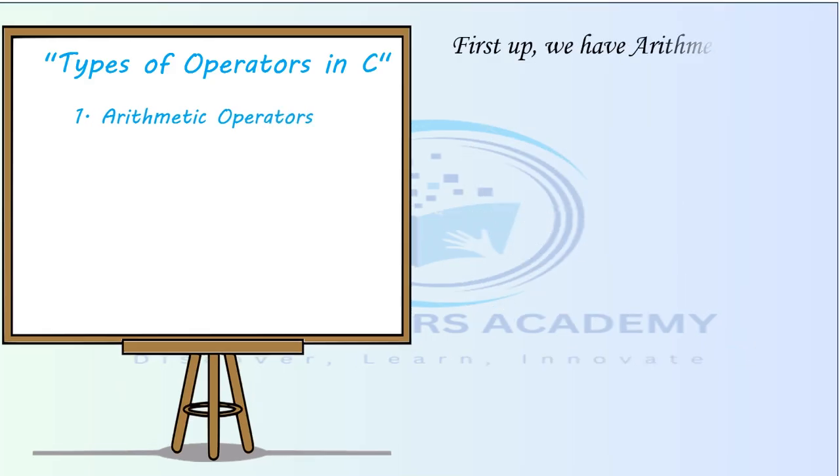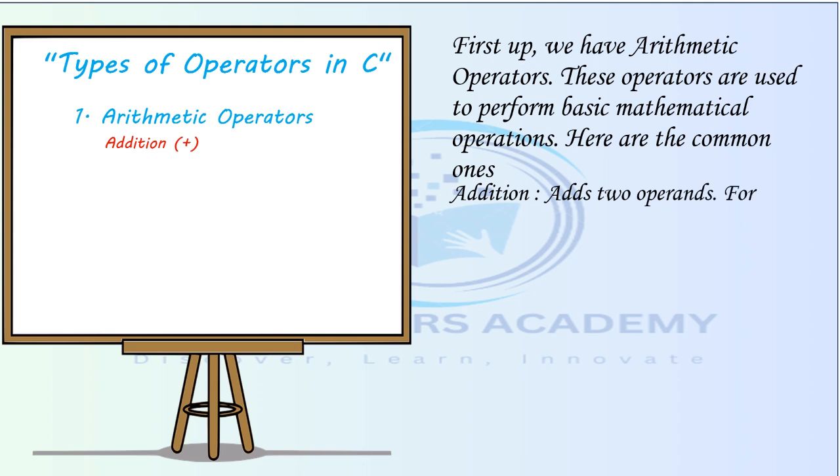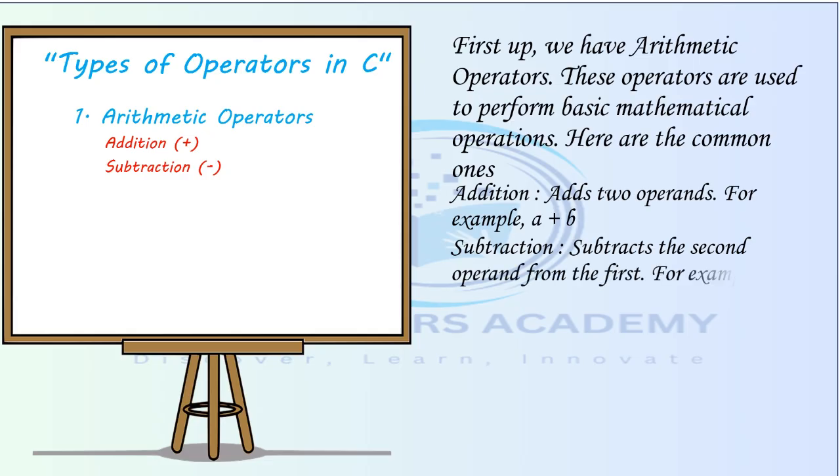First up, we have arithmetic operators. These operators are used to perform basic mathematical operations. Here are the common ones. Addition adds two operands, for example, a plus b. Subtraction subtracts the second operand from the first, for example, a minus b.